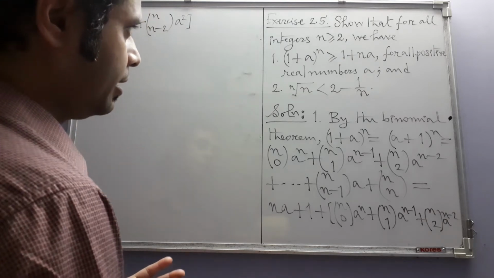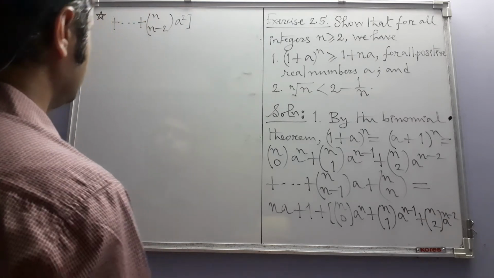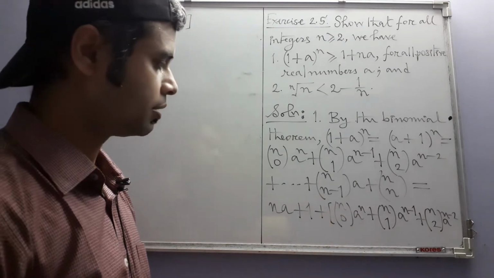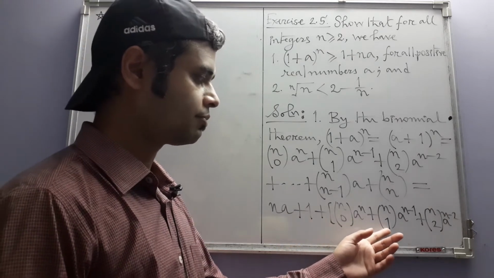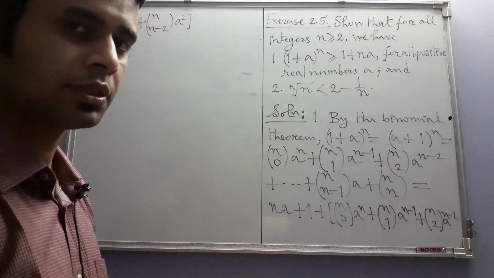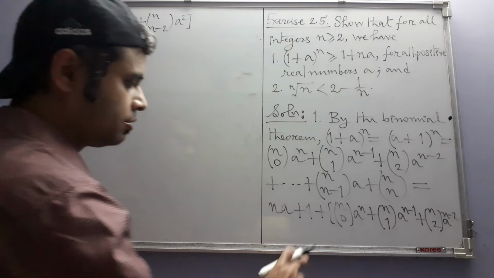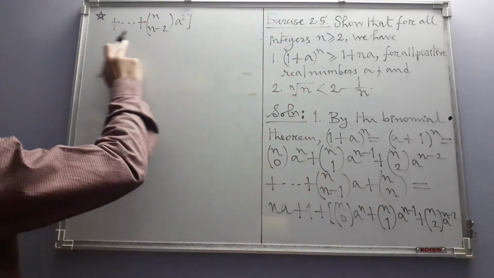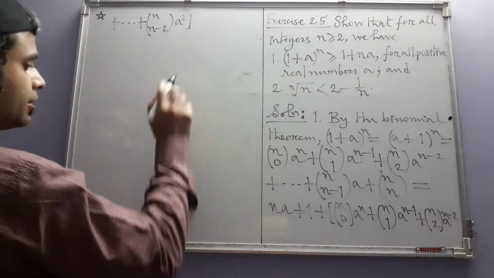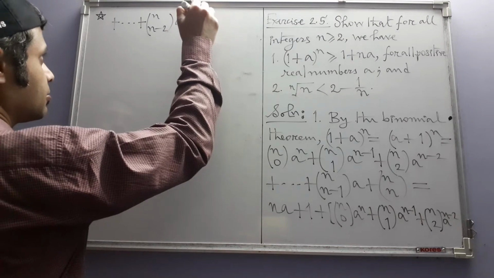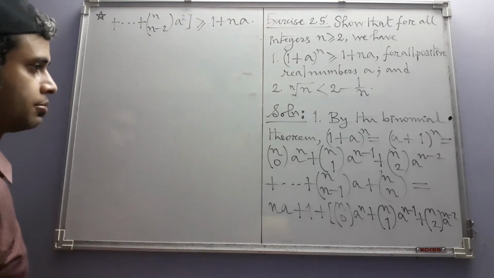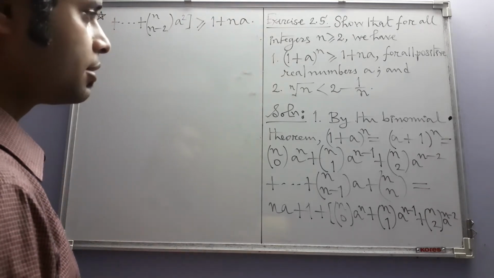It is given that n is greater than or equal to 2. Now note that a is a positive real number, and from the definitions of these binomial coefficients we know that they are also positive. In fact, each one of them is a positive integer. So the thing that you see here within square brackets is itself a positive real number. That means this entire thing is greater than or equal to 1 plus n a. So that's how you achieve this inequality.